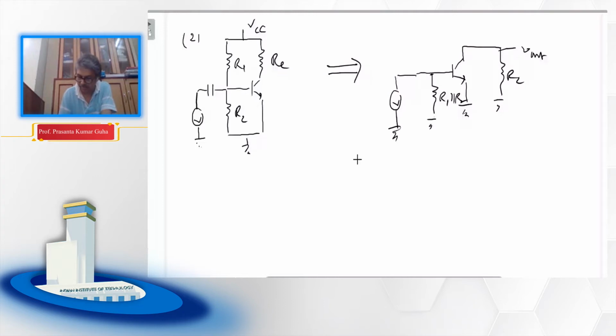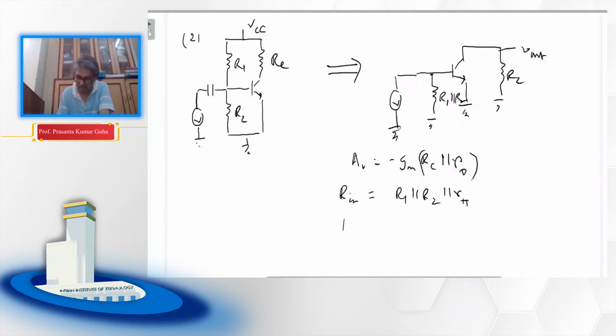We can again straight away write the gain. Gain will be same as before. But your input resistance or input impedance is going to change because of this R1 R2 in parallel, and that is parallel to r pi. Again your output resistance will remain the same. So this part again we have discussed in the last class.